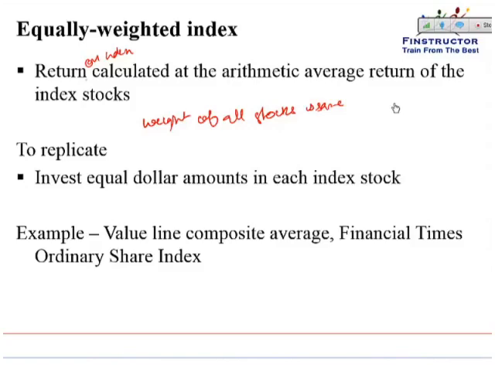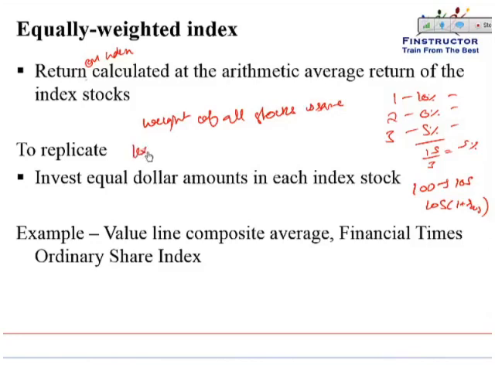So if there are 3 stocks, whatever be the stock price, stock 1 gives a 10% return, stock 2 gives a 0% return, stock 3 gives a 5% return, then the return on the index will be calculated as 15 by 3, that is 5%. So if index value was 100 in the beginning, it will become 105 at the end. Next period again the same thing will be done. The weight of all stocks is the same. So the return of each of these stocks will be seen and averaged, and the return on the index will be the average return of the constituent stocks.